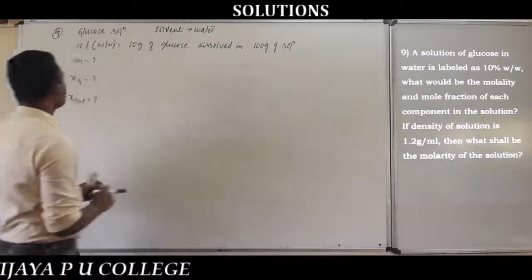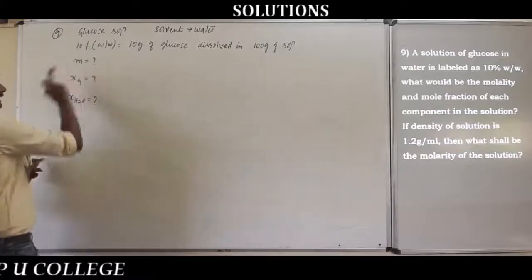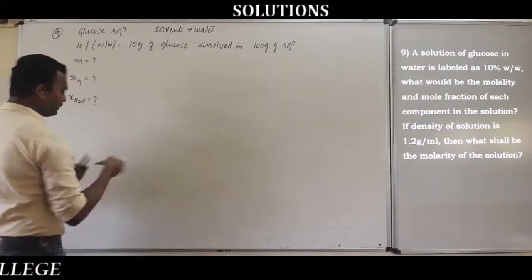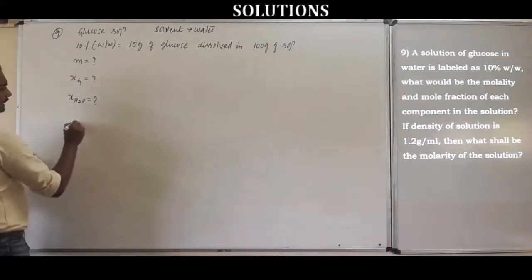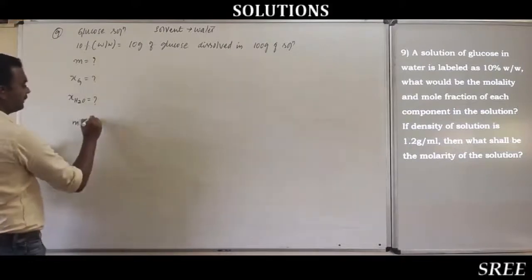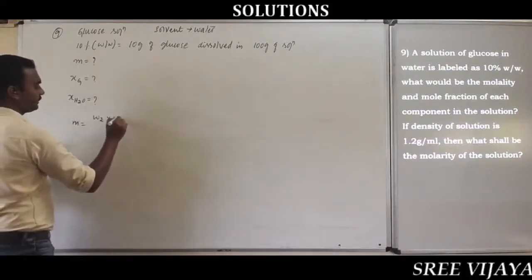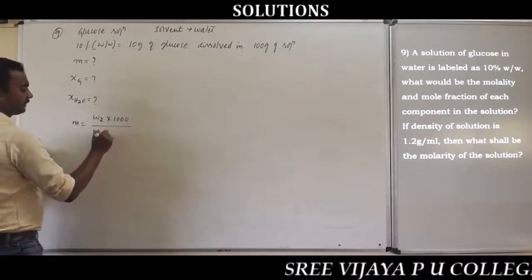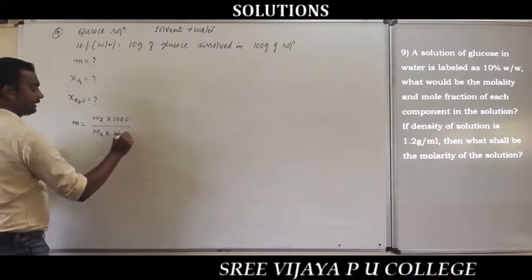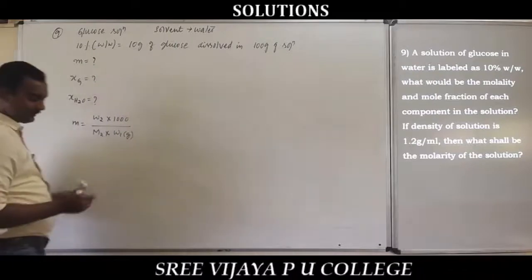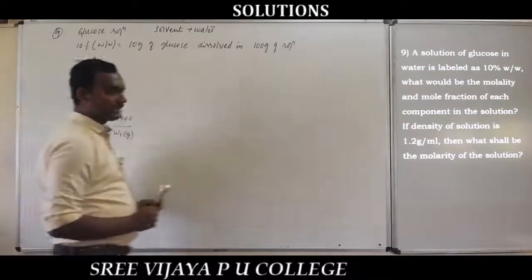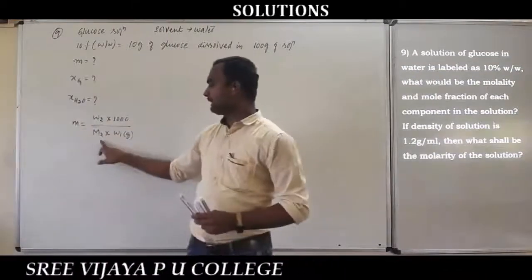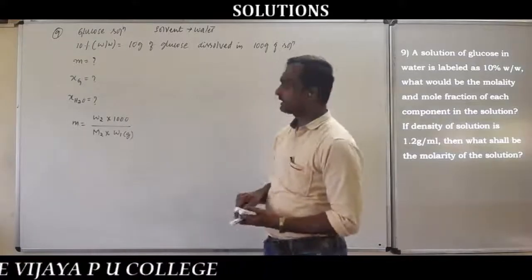So here, before knowing the number of moles, we need to calculate one more thing: molality. So look at the molality formula here. Molality is equal to mass of solute W2 into 1000 divided by molar mass of solute into mass of solvent in grams. W1 is the mass of solvent, W2 is the mass of solute, M2 is the molar mass of solute. Which is the solute here?